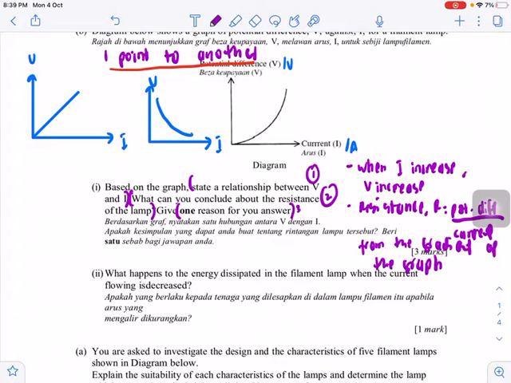Point yang ketiga, state one reason for your answer. Apa you punya reason for your answer tadi? Kenapa you kata nak cari resistance tu daripada gradient of the graph? You boleh cakap, point yang ketiga, bila I increase, gradient increase.